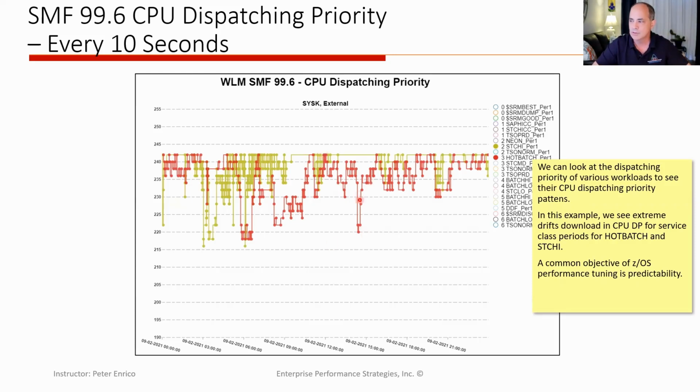Well, we also tend to look at, I don't know if this is a good example here, but when you see a big drop in CPU dispatching priority, like I'm pointing to here, and all of a sudden WLM quickly regains that dispatching priority to a higher level, that's the kind of stuff we don't like to see. That's the kind of stuff where we want more predictability in our WLM management. So what we do is we tighten the goal a little bit to get less up and down motion of the dispatching priorities, to have more predictable management, or predictable performance, by the workloads.